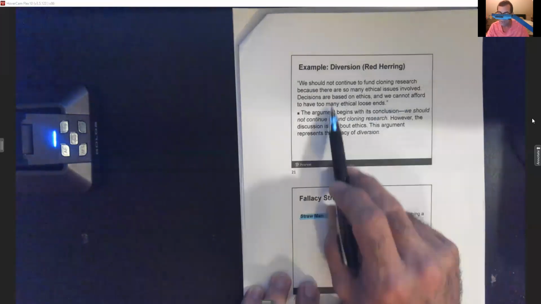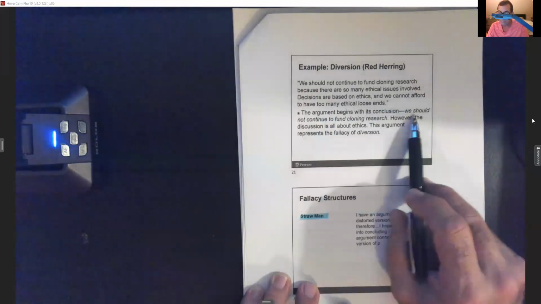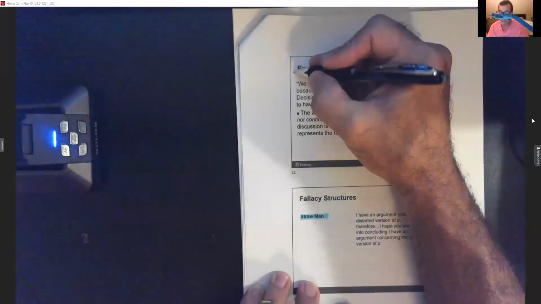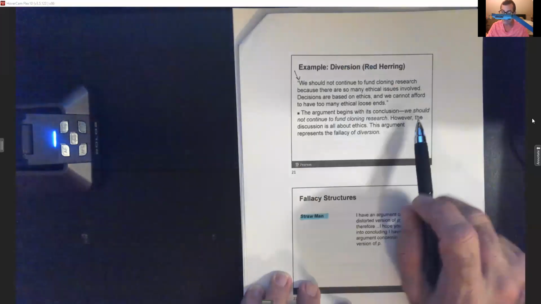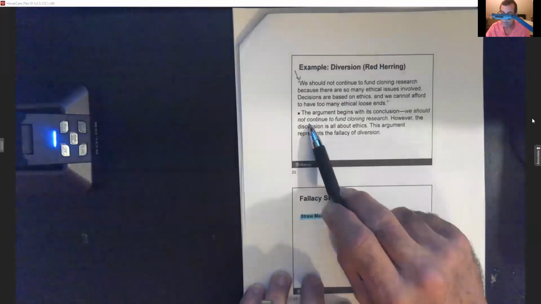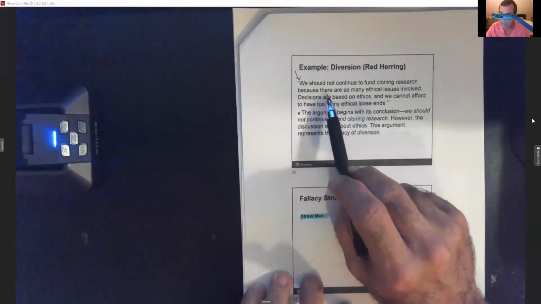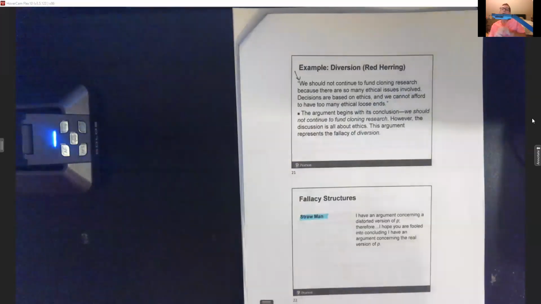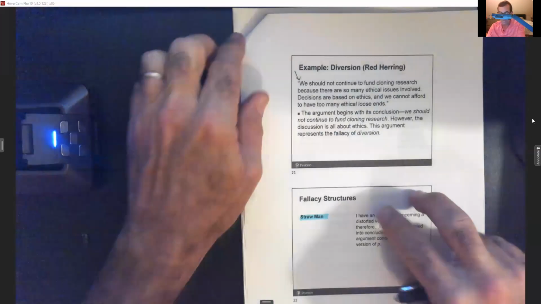So it begins with the conclusion, we should not continue to fund the cloning research, right? That's what we want to end up as our goal. However, the discussion is all about ethics. So it's talking about ethics and not about the research actually. We're trying to divert you off of cloning research by talking about the ethics about cloning research, right? We're not proving the side of the point that needs to be proven. We're diverting you off of it, okay?